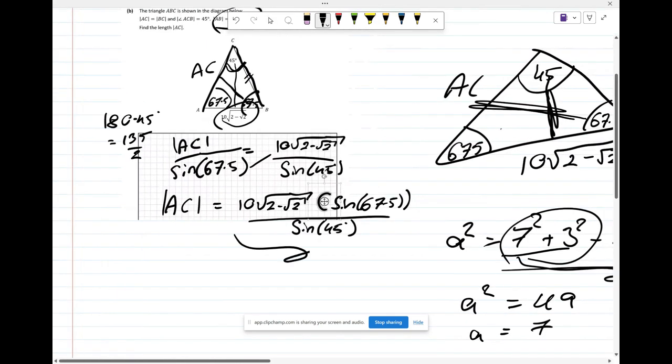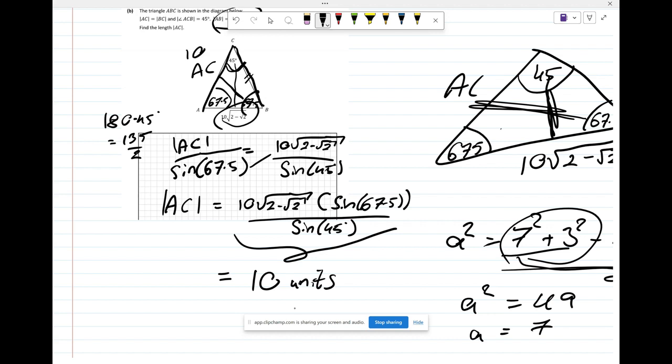And this is some kind of a number that we just put into our calculator. Go on, let me do it. Why not? So 10 root 2 minus root 2. Make sure that second root 2 is below the first root. Sine 67.5 over sine 45. And let me put brackets around everything. Oh yeah, there's a second bracket. Sorry. There we go. So this is equal to 10 units.